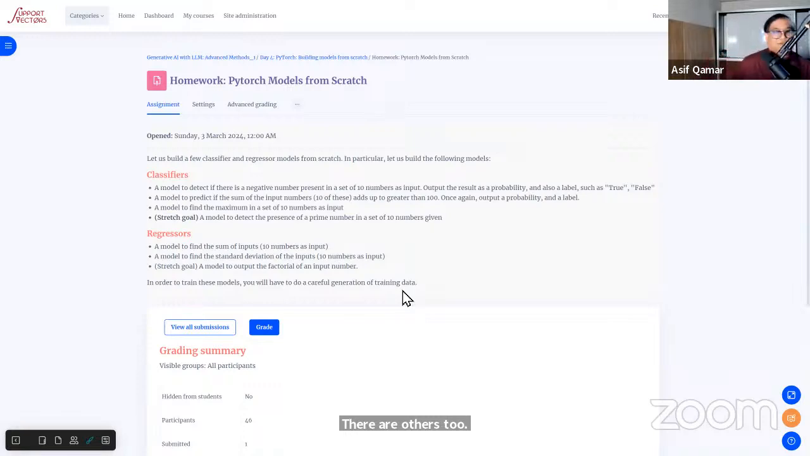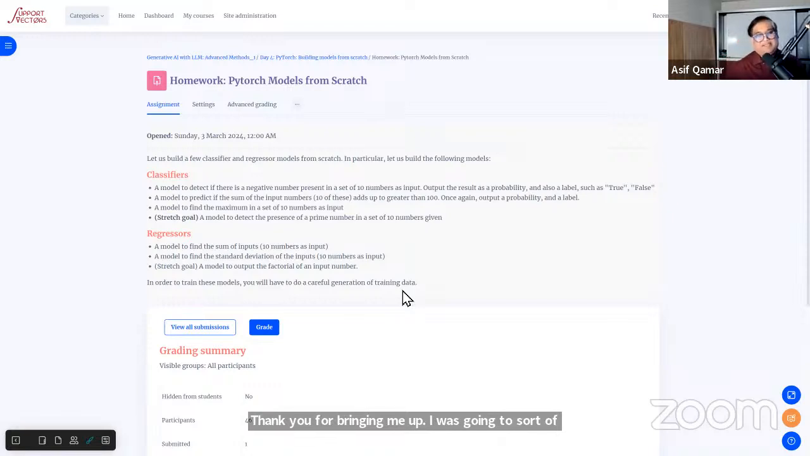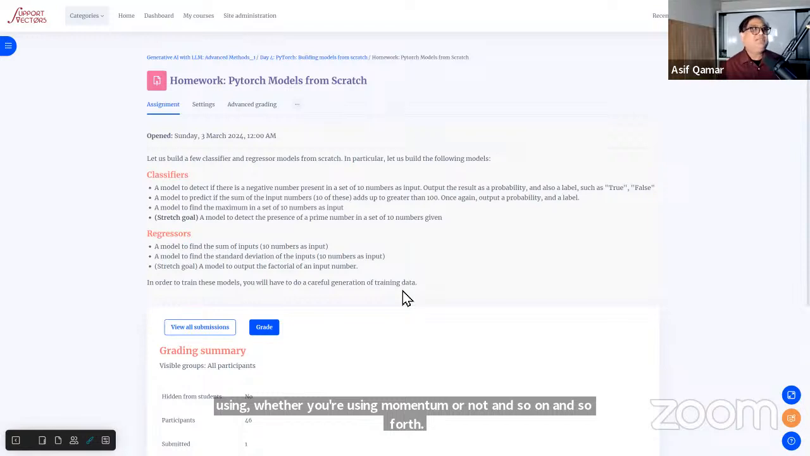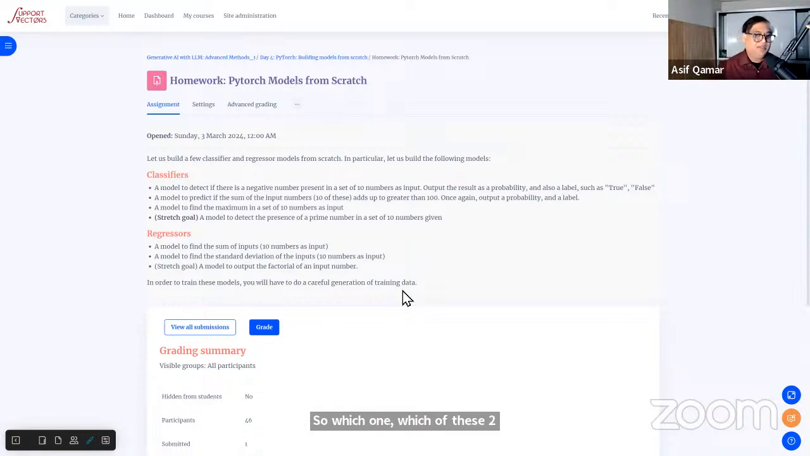Thank you for bringing it up. I was going to sort of breeze past it because we have so much to cover today. But since you did bring it up, let me elaborate on the details. See, you have 2 degrees of freedom. You can play with the learning rate, and the technology for that is the learning rate scheduler, LR scheduler. And the other is obviously which optimizer you're using, whether you're using momentum or not, and so on and so forth. So which of these 2 methods to use is a nuanced problem.